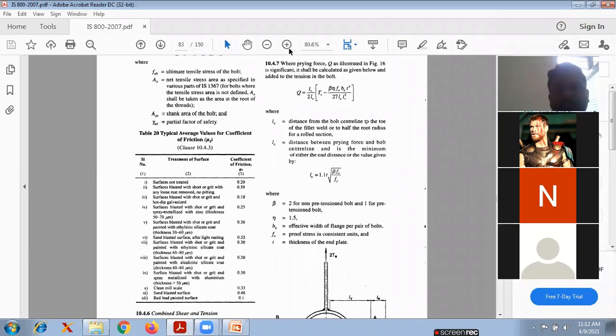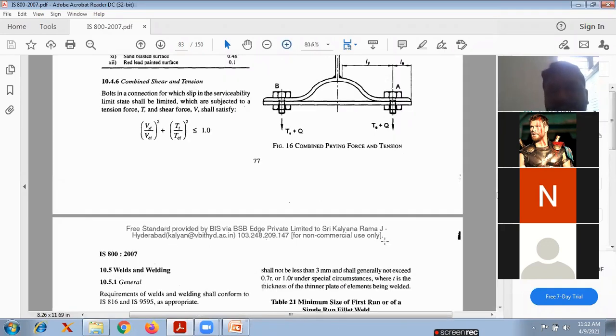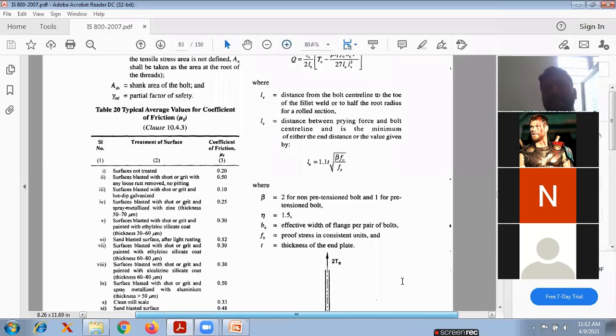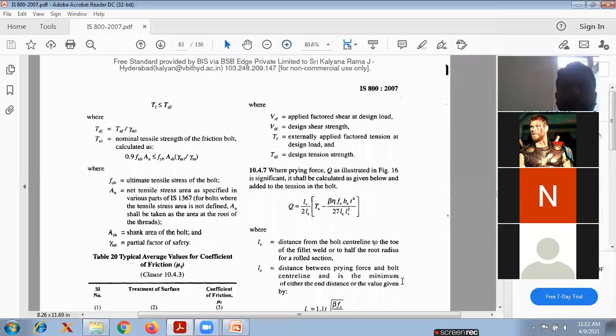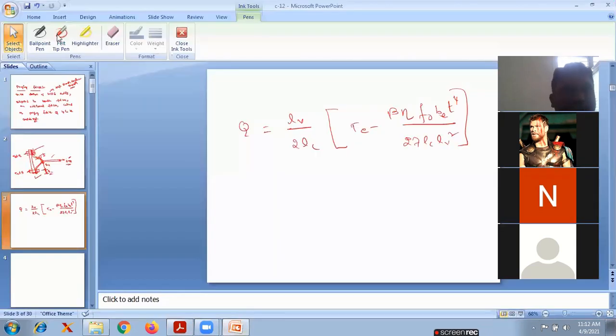So my dear students, please look into the IS 800 code book and open page number 77. Okay, on page 75 we discussed completely the bolted connection formulas. On page number 77, the prying force is available here. Okay, my dear students, this is the formula. Anyway, I will write what is LV and LC, how we will take this one. Okay, one second, I am sharing the screen again.